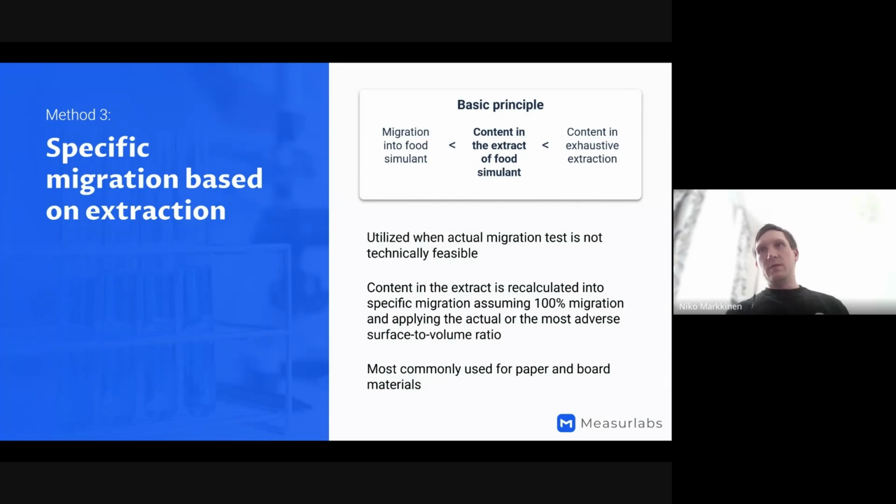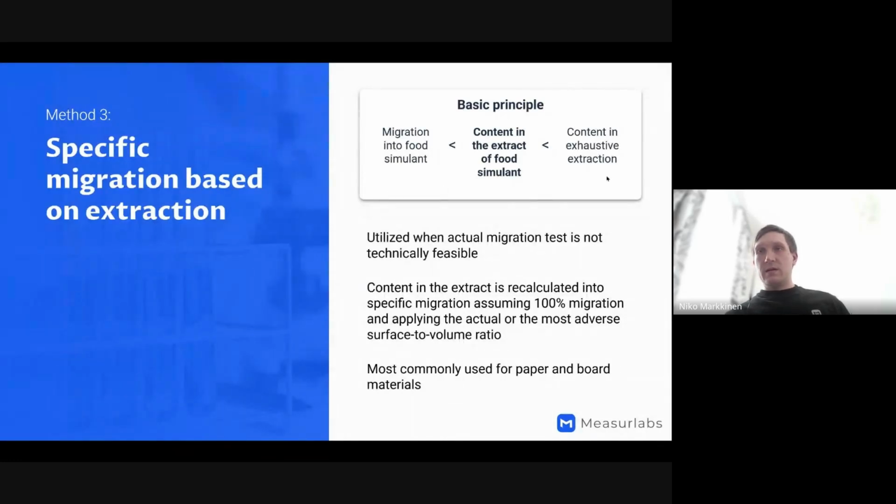And the third option then would be estimating specific migration from extraction. And this would be applied in cases where the true migration method is not possible, like let's say non-coated paper where the simulant just penetrates into the material. It's not technically possible to do it. So in essence, you have to do extraction and then recalculate that into migration.